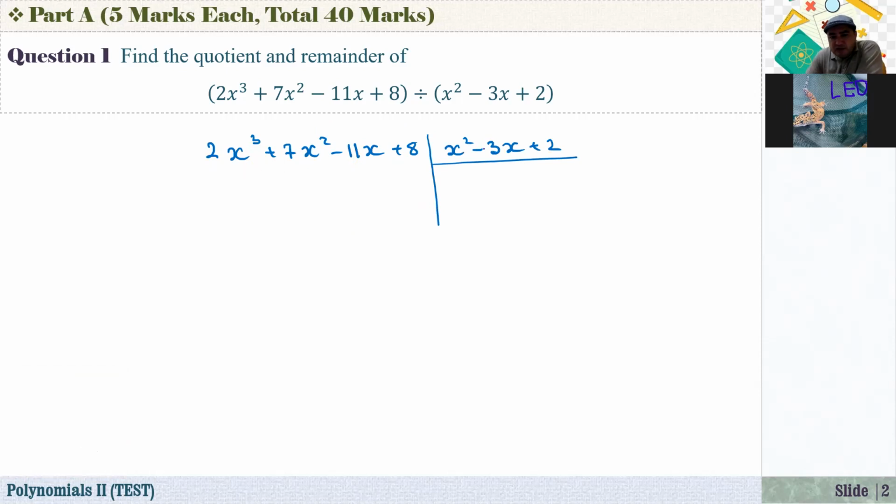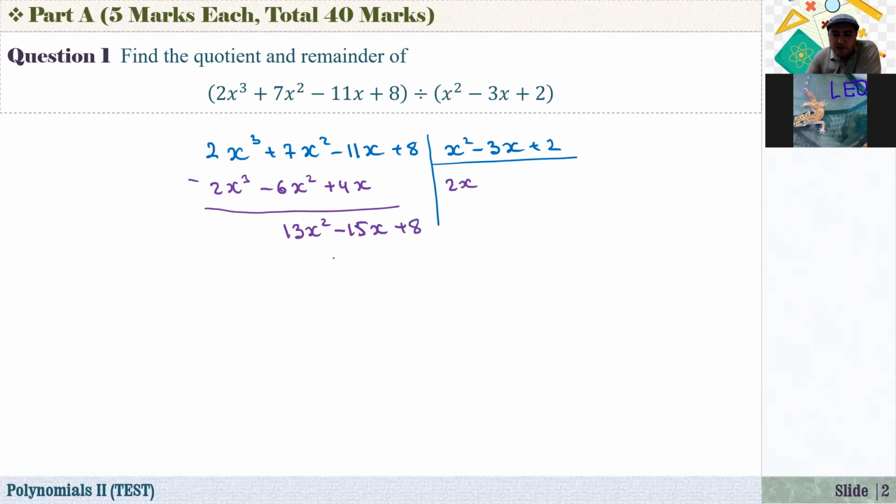2x cubed divided by x squared is equal to 2x. 2x times x squared is 2x cubed. 2x times minus 3x is minus 6x squared. 2x times plus 2 is plus 4x. Now if you subtract this, draw a line here, 2x cubed minus 2x cubed. See here, step by step, we are eliminating the highest power term. And 7 minus 6 is 1, so 1x squared. Negative 11 minus 4 is negative 15x. And here we have 8.